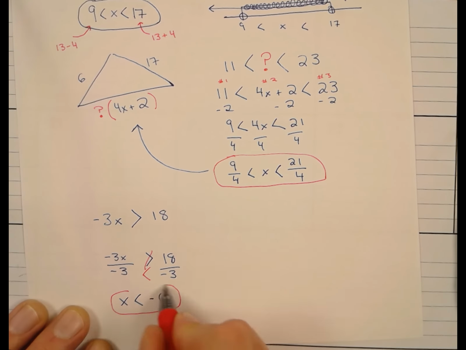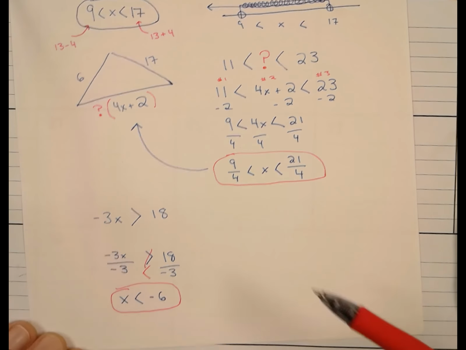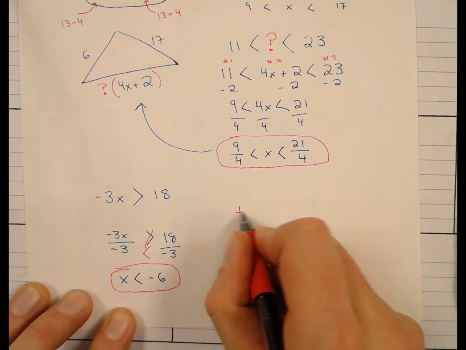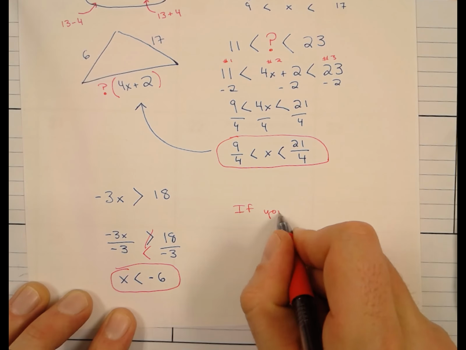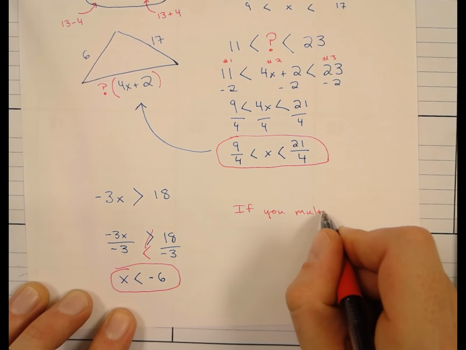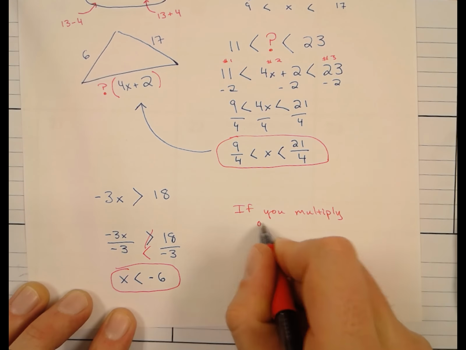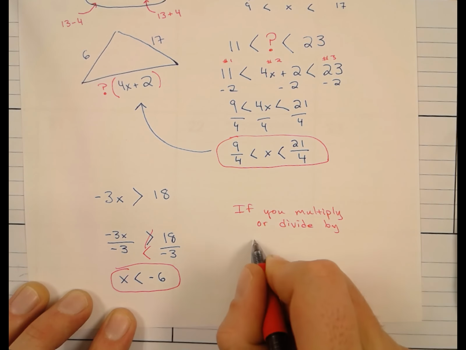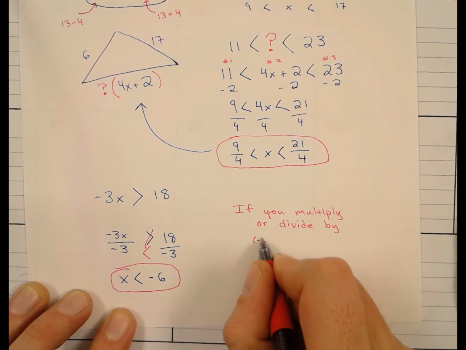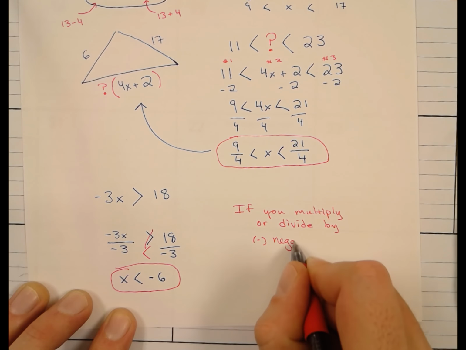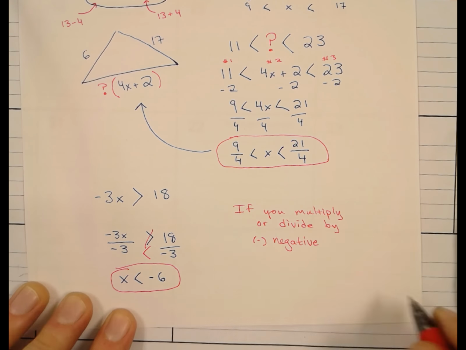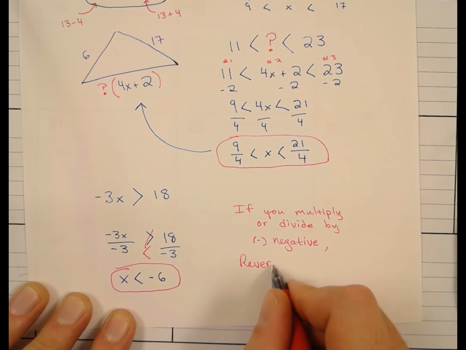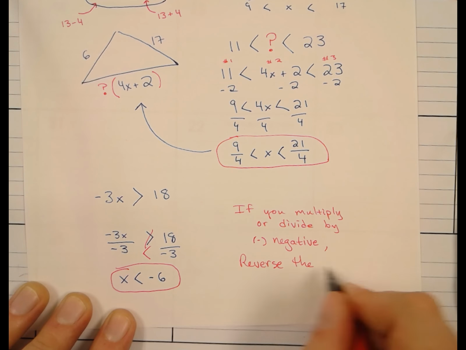Inequalities almost act like equal signs for manipulation's sake, except if we multiply or divide by a negative, if you multiply or divide by a negative, reverse the direction.